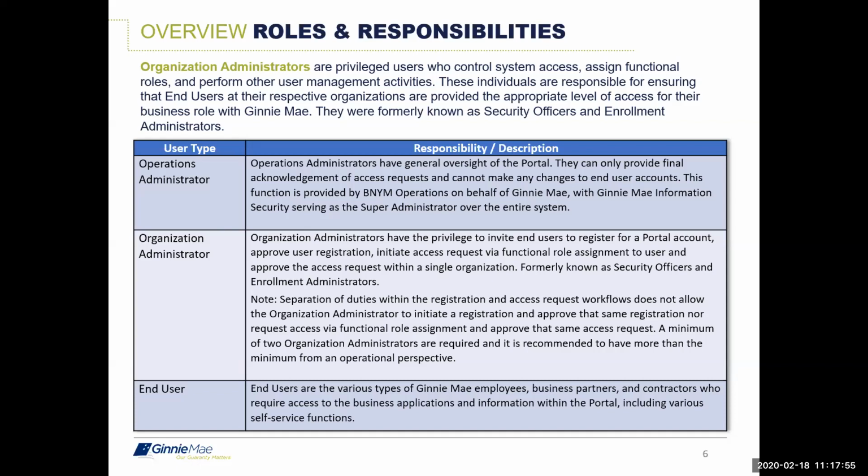If you are an organization administrator who also does business as an end user in My Ginnie Mae, please note, there is a separation of duties within the registration and access workflow that does not allow you to participate in assigning yourself a functional role as an end user. That means two other organization administrators will have to request and approve a functional role for you to do business with Ginnie Mae. So if you only have two organization administrators in your organization and you need a functional role assigned to you, you're going to have to go get another organization administrator.